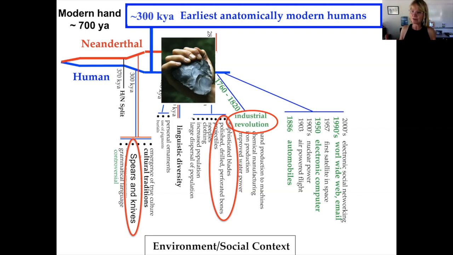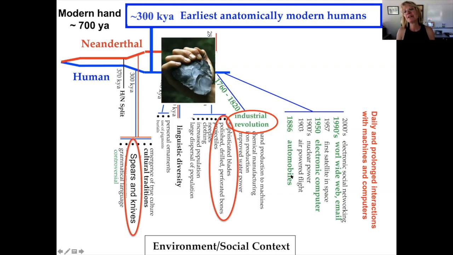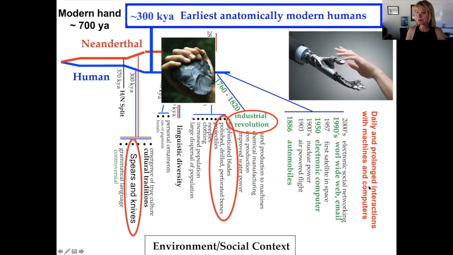And if you believe that all behavior is generated by the brain, and I do, that means there must be changes in the brain. And I suspect they're the sorts of changes that I showed you in my animal experiments. And I will say that if you look at the snowball of cultural evolution in humans, it's extraordinary. I mean, automobiles, 1886, not very long ago, the World Wide Web, I realize I have a misspelling here, 1990s, and now we have daily and prolonged interactions with machines and computers.